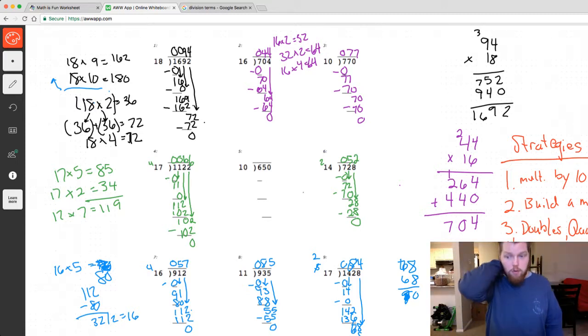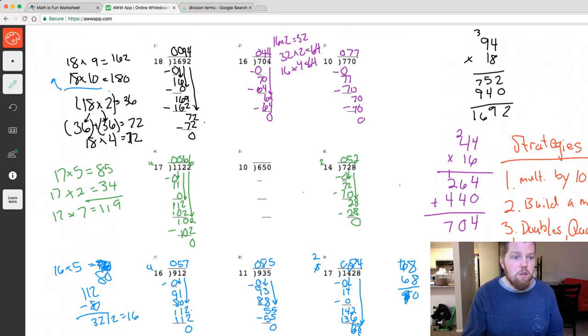The most reliable one will probably be guess and check. Building a multiplication table will help you complete problems the fastest, but on a test, you probably won't have a multiplication table. So that's why strategies like multiplying by 10, doubles and quadruples, multiplying by 10 and taking half, and the associations between the numbers, those will all help you on a test because you won't have a reference sheet. Alright, let's move on to some that have remainders.